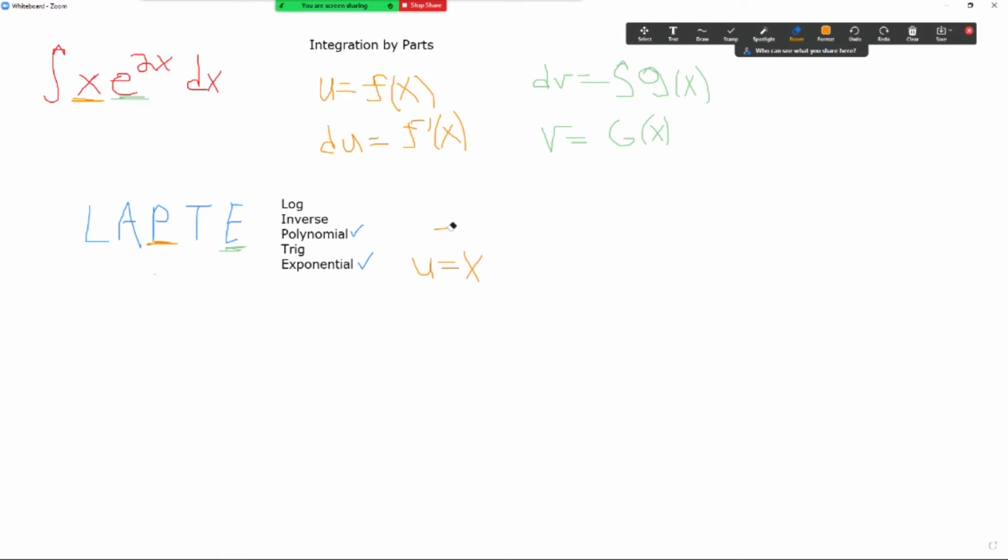My little eraser. So in general, this is how we come to the conclusion that u is x. And since I know that u is x, remember I said dv is going to represent the integral of what you didn't let u be. So essentially, your g of x in this case is the integral of e to the 2x, because we didn't let u be that. So that represents what dv should be.